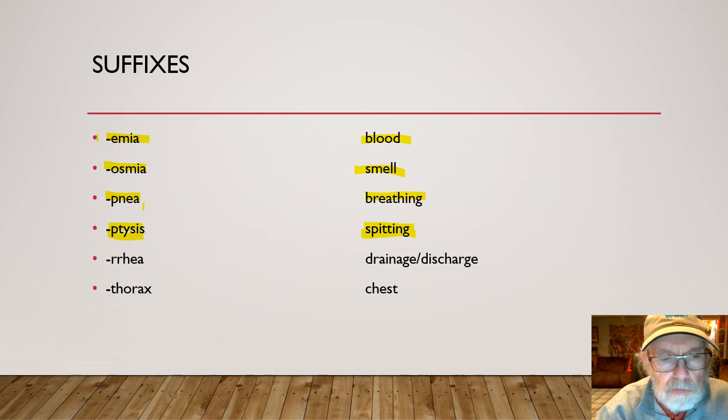So ptysis means spitting. Rhea means drainage or discharge. Rhinorrhea, that's one word that we had before, nasal drainage. Thorax obviously means chest, and that's something that we had before.